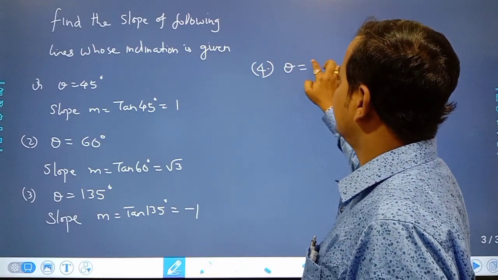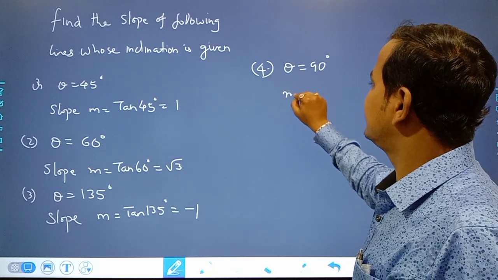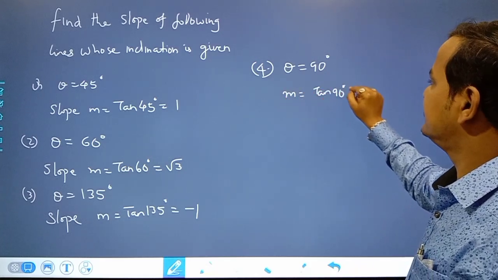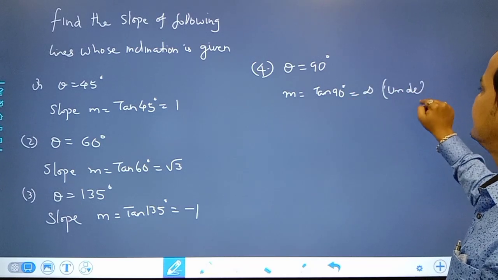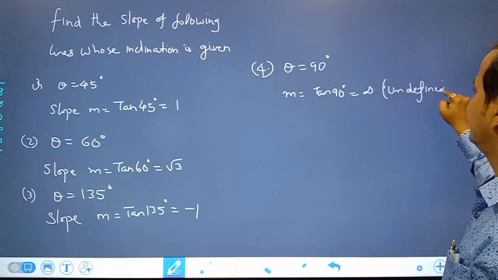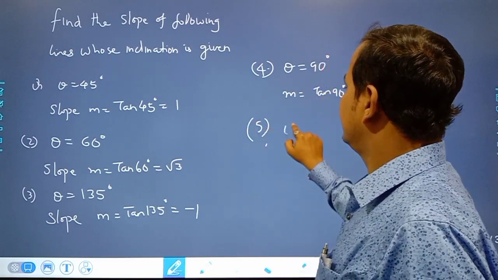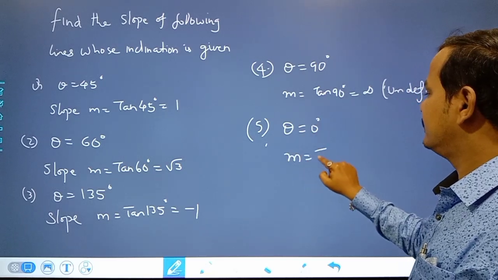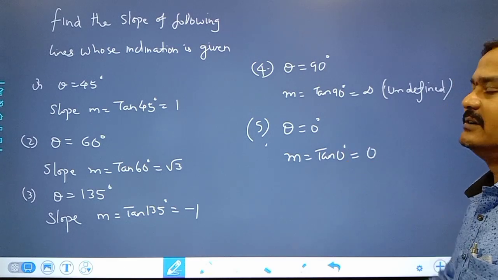Fourth one: theta is equal to 90 degrees, then m is equal to tan 90 degrees, which is undefined. Fifth one: theta is equal to 0 degrees, then m is equal to tan 0 degrees, which is 0.